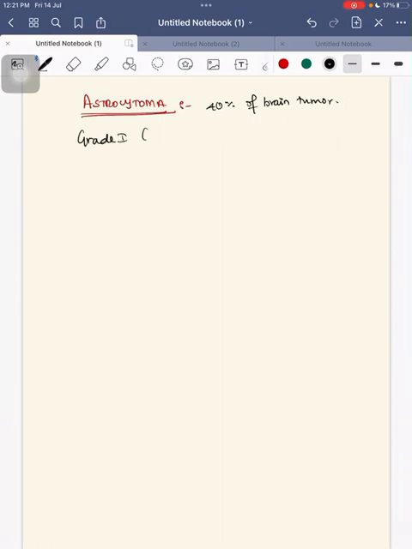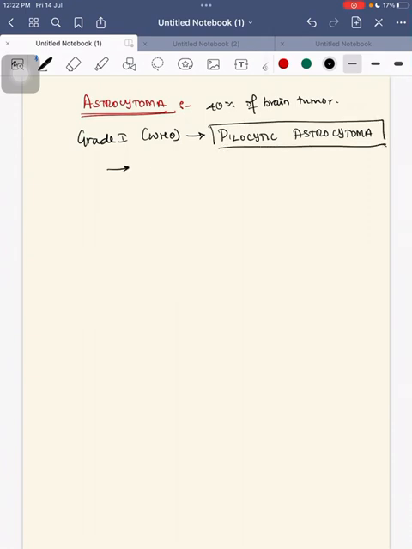First, grade 1 according to WHO classification is pilocytic astrocytoma. This is a low grade astrocytoma. This is the most common one. Next, its classical site of location is in the cerebellum and in the optic pathway. They can occur anywhere, but the most common sites are the cerebellum and optic pathway.